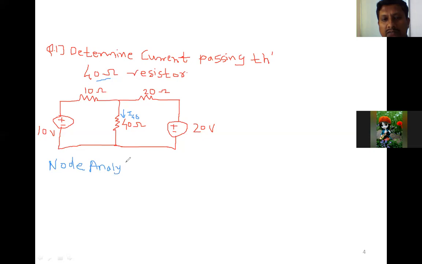So nodal analysis we are going to use. When you are going to use the nodal analysis, first step is what? Identify the number of principal nodes present in the given network. So principal node means what? Minimum 3 branches should connect at a single point. So where is it connected? Here it is one principal node, because 3 branches are connected.